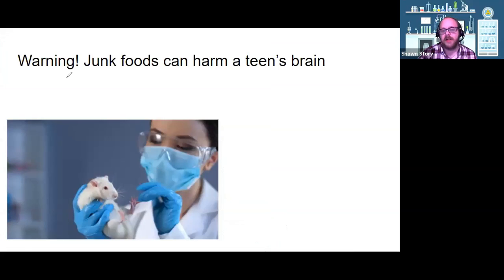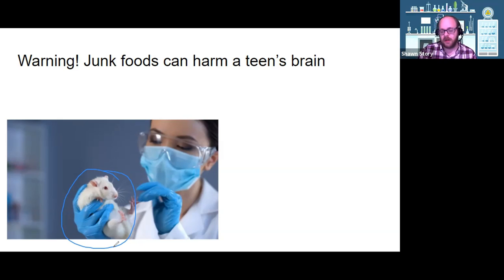There is an article that I have posted on Homework for us to read too, which was a fascinating article called Warning, Junk Foods Can Harm a Teen's Brain. What scientists did is they took lab rats and fed one group a healthy diet. Then they took another group and fed them a diet mainly based on fats and sugars, similar to the levels of junk food that teenagers are eating. They wanted to see what effect that has specifically on memory and on those cognitive processes of the brain. And they found some really interesting results.